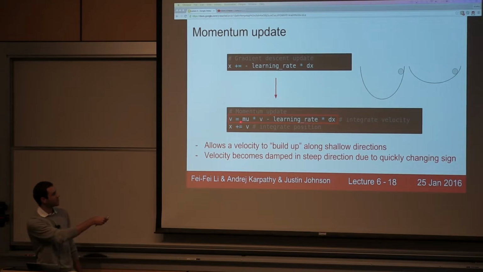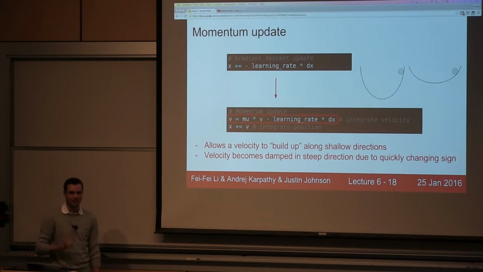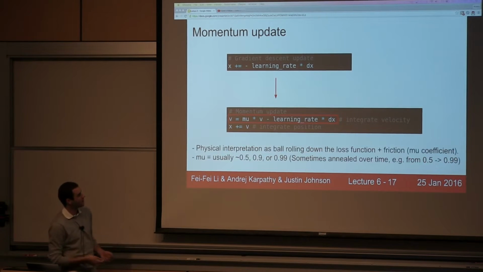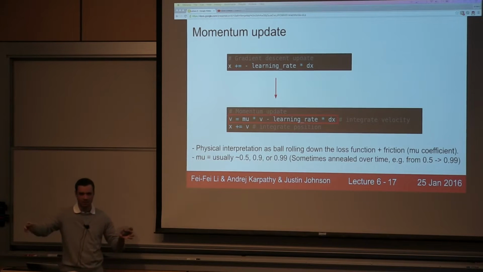Yeah, thank you for asking. So do we use a single mu? Usually we do. That's a single hyperparameter. And usually it takes values of roughly 0.5 or 0.9. And people sometimes, this is not super common, anneal from 0.5 to 0.99 slowly over time. But it's just a single number.